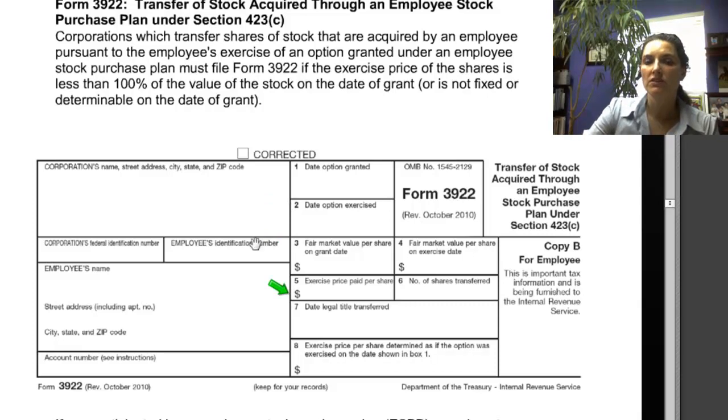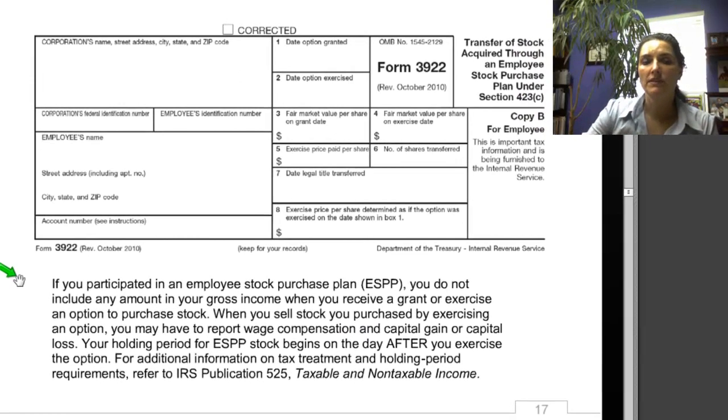Well, how do you arrive at that information looking at this form? Well, you don't. You simply have to understand what's going on. If you participated in an employee stock purchase plan, you do not include any amount in your gross income when you receive a grant or exercise an option to purchase stock. When you sell the stock you purchased by exercising an option, you may have to report wage compensation and capital gain or capital loss. Your holding period for ESPP stock begins on the day after you exercise the option.